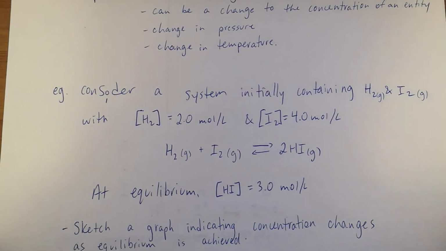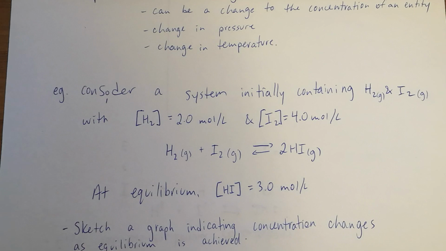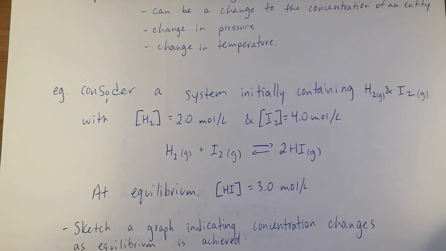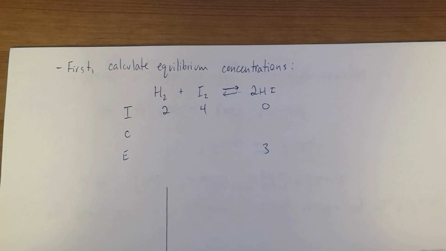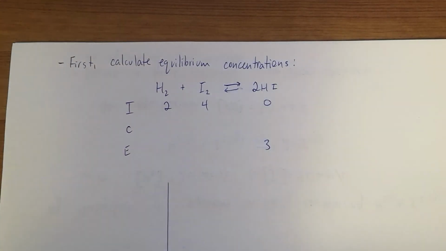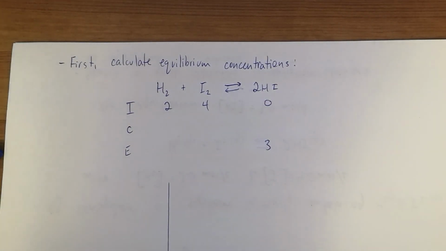indicating how the concentration of each of these entities changes as equilibrium is achieved. Okay? In order to do that, we need to find all the equilibrium concentrations. We only have hydrogen iodide, but this is all we need to complete an ICE table. So let me flip the page. So I'm ready to go with my ICE table. I got the initial stuff there.